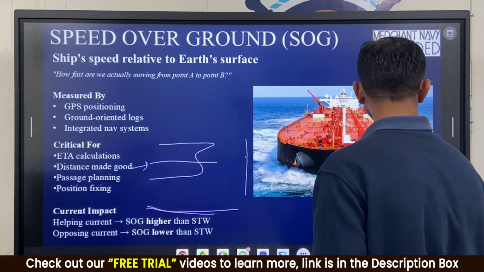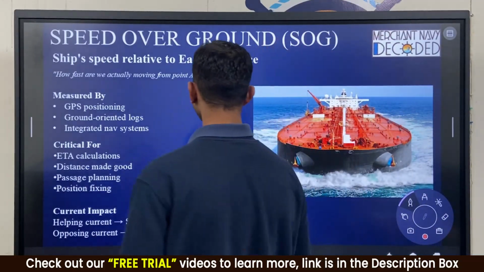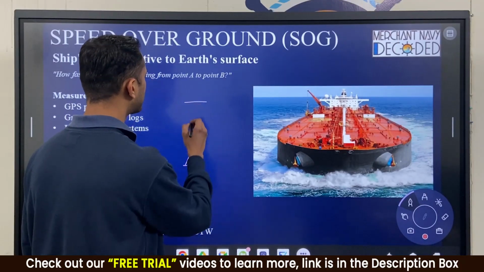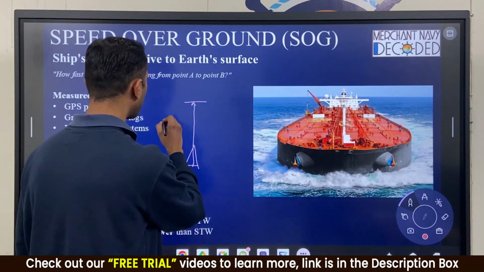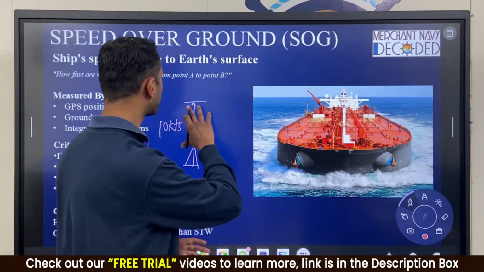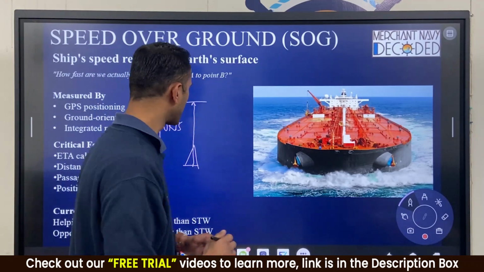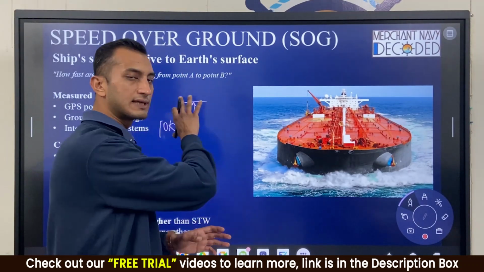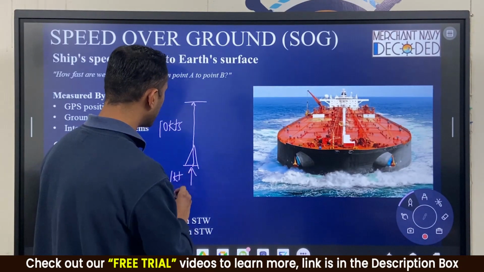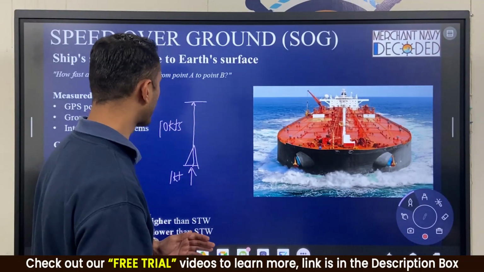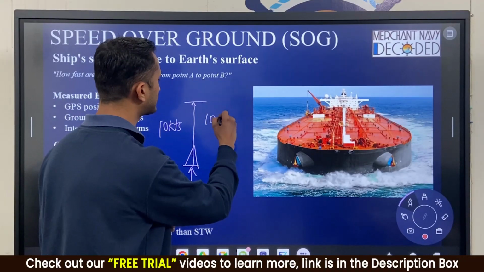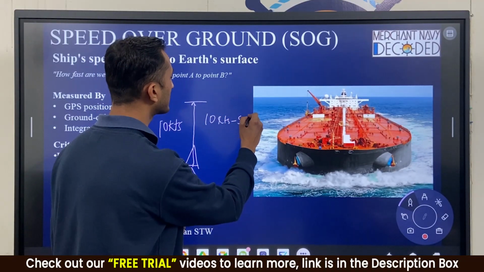To give you a clear picture of it, let us consider this ship. She is covering this distance with a speed of 10 knots. Now we'll break this down. We observe that there is a following current of 1 knot. So this 10 knot speed becomes the speed over ground.